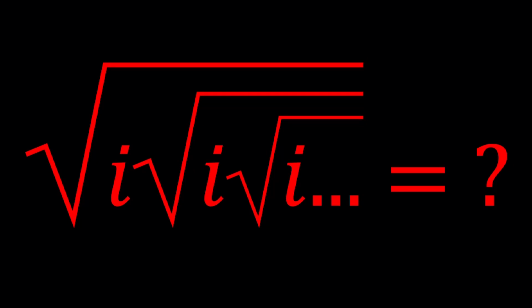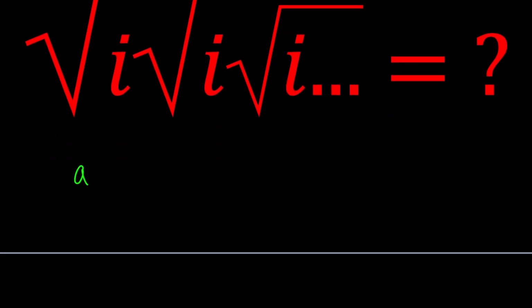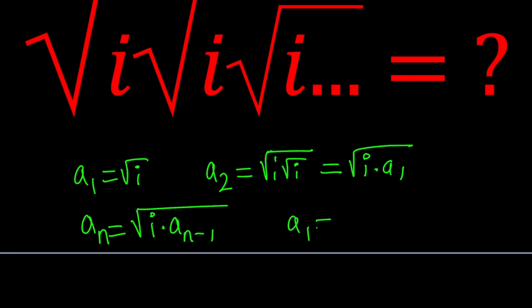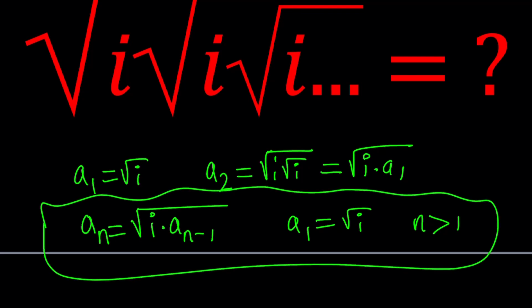And by the way, how do you define the sequence? You could probably define it as follows: suppose a sub 1 is equal to the square root of i, and then a sub 2 is just going to be the square root of i times the square root of i, which is kind of like i times a sub 1. And in general, you define a sub n as the square root of i times a sub n minus 1, where a sub 1 is equal to the square root of i. And of course, n is supposed to be greater than 1, so we don't end up with a sub 0, right? Obviously.